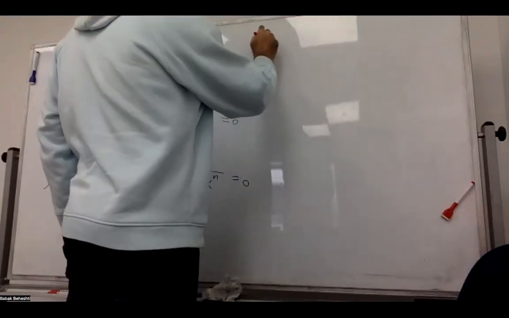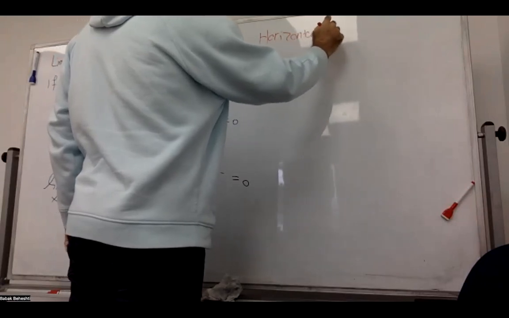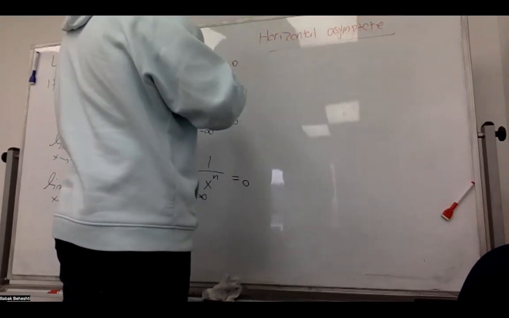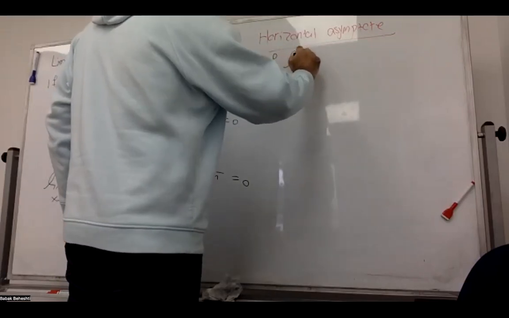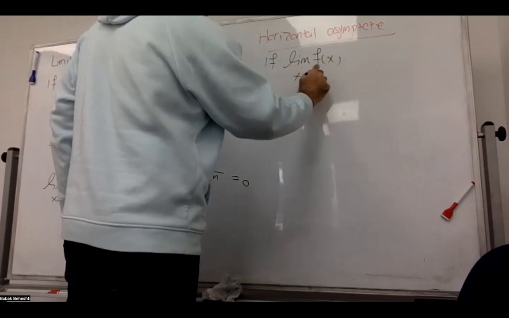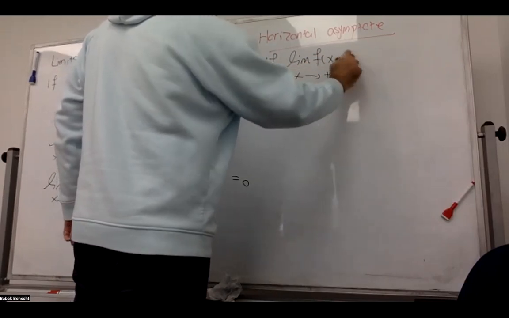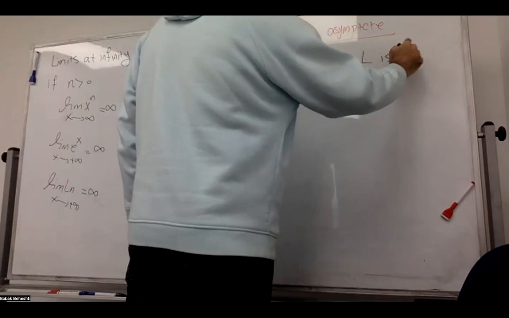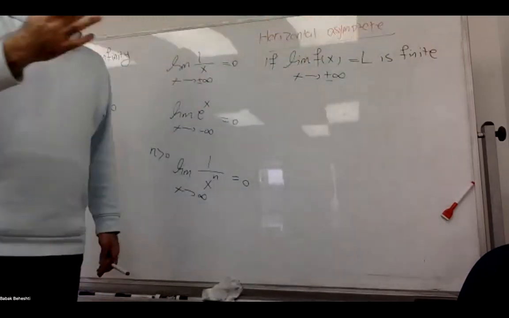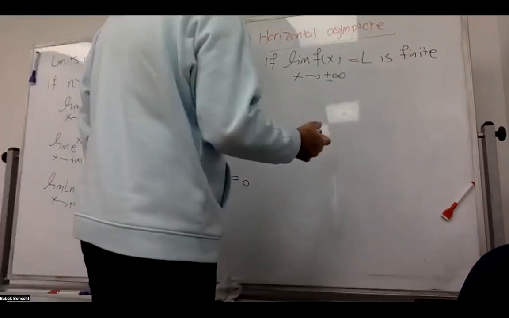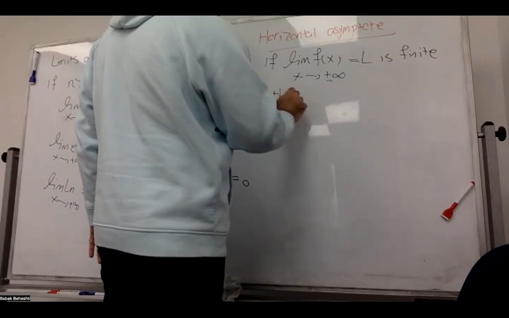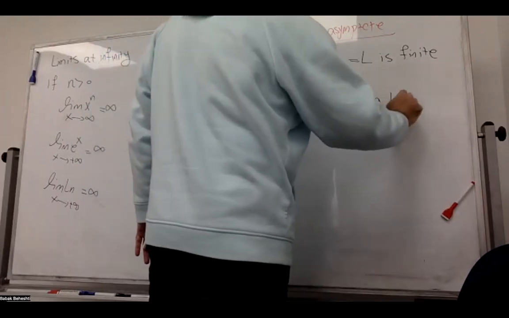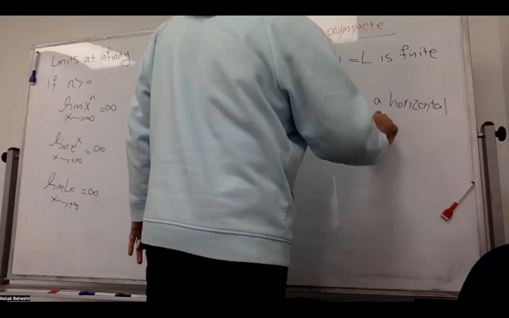Let me write it down. Horizontal asymptote. So we say that if the limit of f of x, x goes to either plus or minus infinity, is some number L, is finite. So it's a finite number. Finite number means it's not infinity, it's some number. Then y equal to L is a horizontal asymptote.